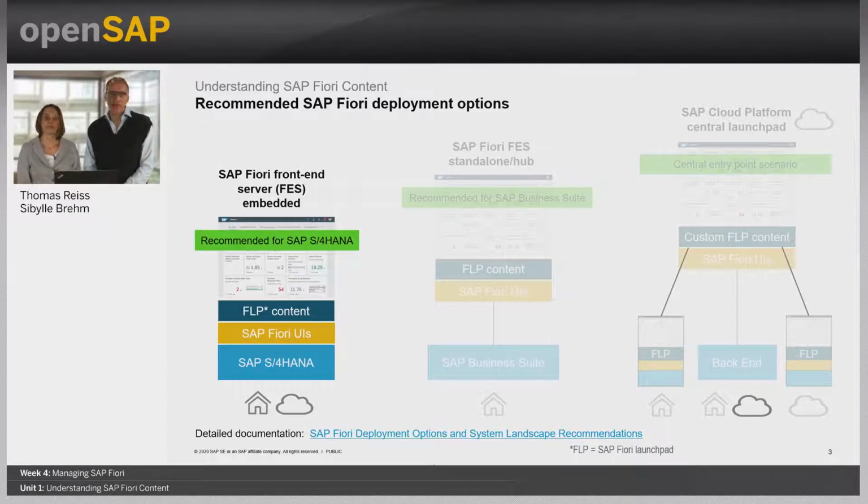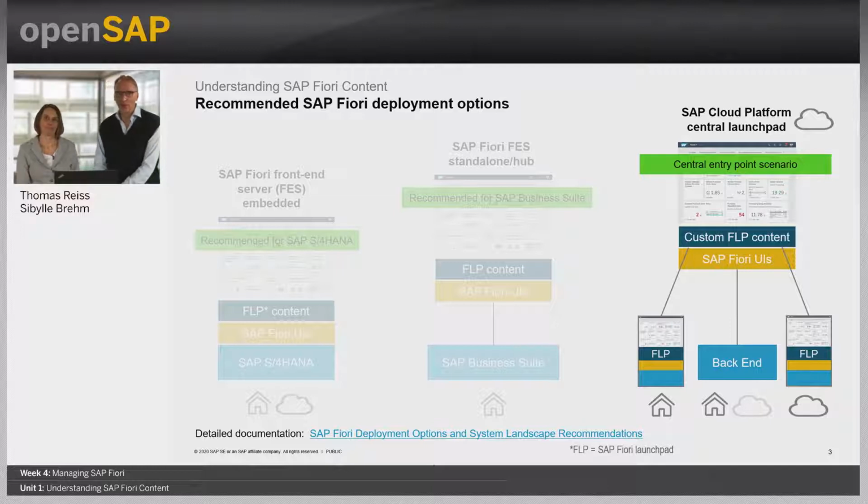In contrast, for S/4HANA, the backend is the innovation driver, so here you have a tight coupling of the backend version and the version of the SAP Fiori front-end components. So the recommended deployment option for S/4HANA systems is an embedded front-end server deployment, which means that the front-end server with the required front-end components for SAP Fiori runs on the SAP S/4HANA server itself. A standalone installation is still possible, but it's not possible to run the front-end server as a hub for multiple S/4HANA systems, as this would mean that all connected S/4HANA systems would need to be on the same release at all times, which is usually not realistic.